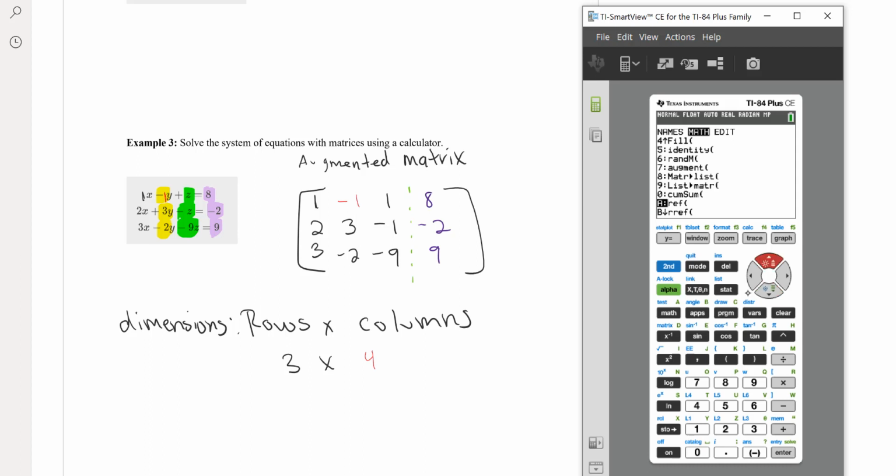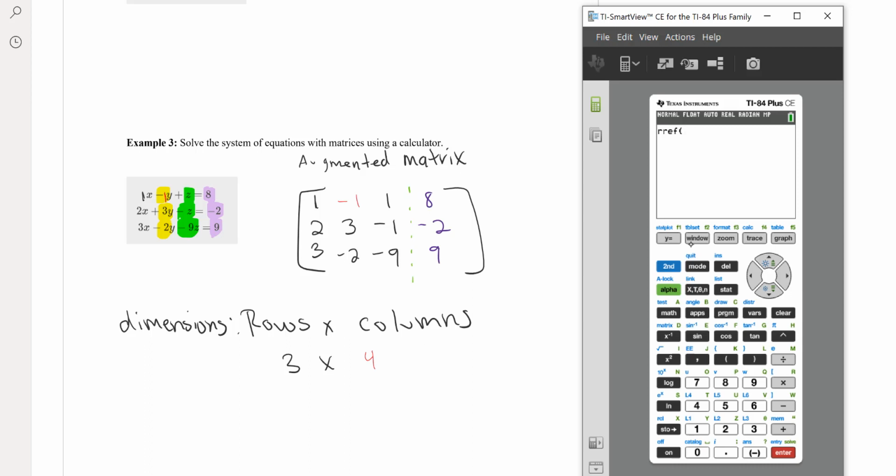Notice how after 0 comes A, and A is REF. I want to make sure that I'm on B, which is RREF. So I'm going to press enter. What this does is it's telling the calculator, hey, what we want to do is a row reduced echelon form, RREF, row reduced echelon form.